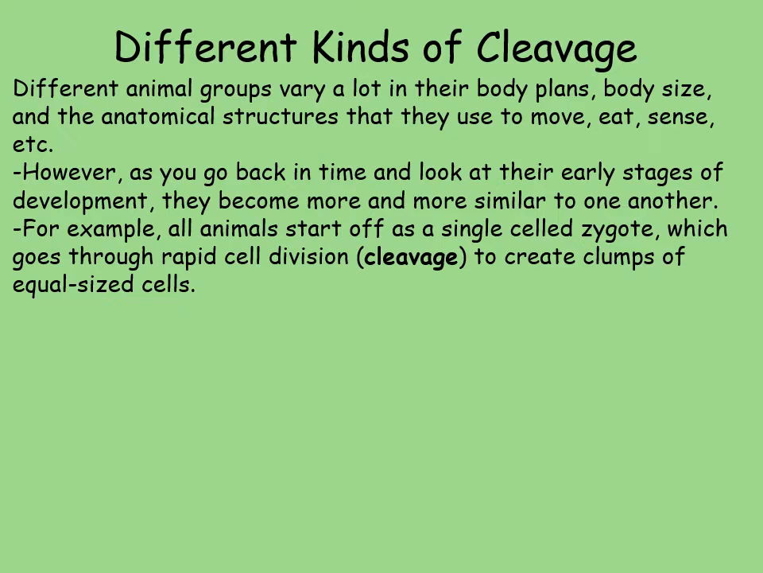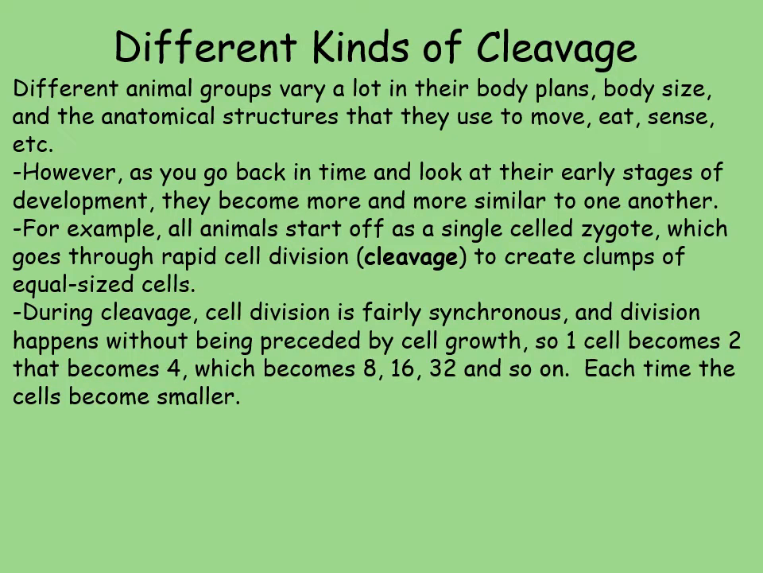So for example, all animals, and you could include even sponges and cnidarians in this, start off as a single-celled zygote. And this zygote goes through rapid cell division, which is called cleavage, to create clumps of equal-sized cells. So this is typical across animals, that you have this synchronized cell division. So you go from 1 cell to 2 cells to 4 to 8 and so on, with usually equivalently sized cells in the embryo.